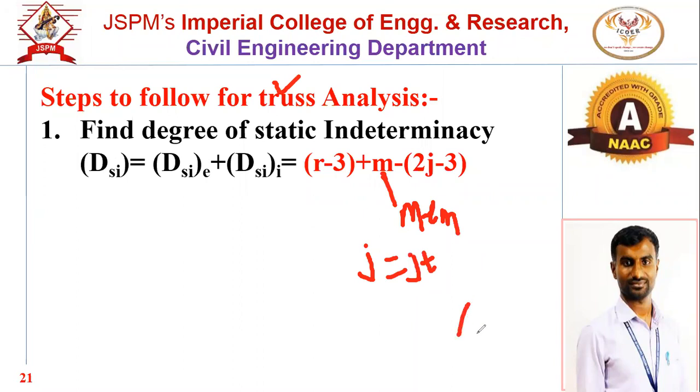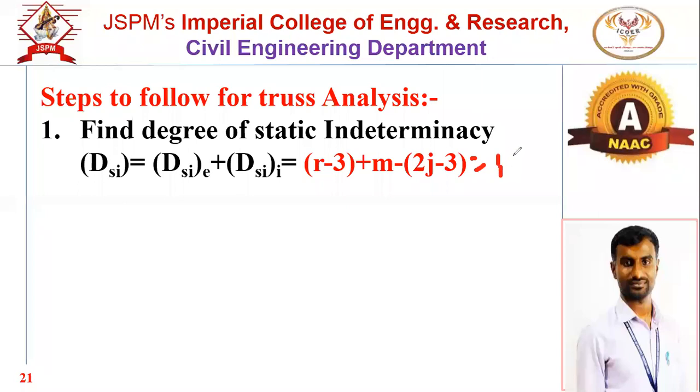If there is a hinge support or a roller support, and this is the truss, this is also a joint that we have to consider. So J is the number of joints including the supports. Suppose this is the truss, this is a hinge support, this is also a hinge support. So the total number of joints will be: this is 1, this is 2, this is 3. So J is the number of joints including supports as well. Now if you work this out, you will get a certain value of DSI.